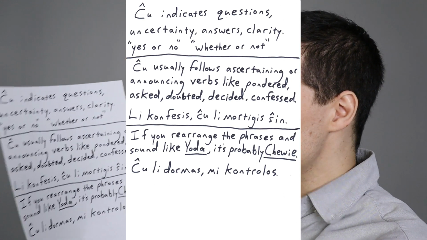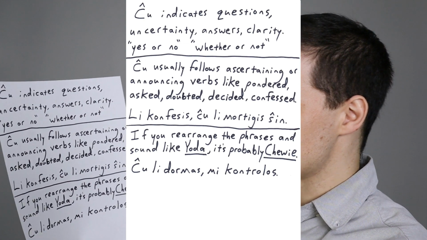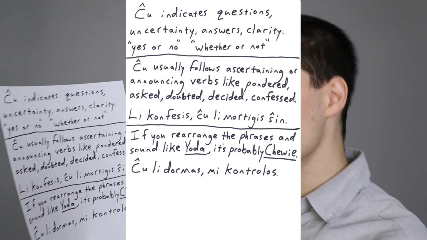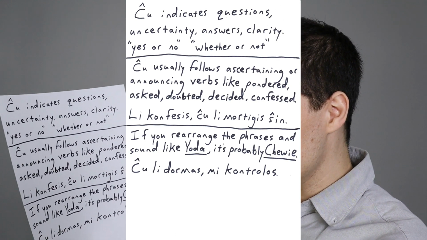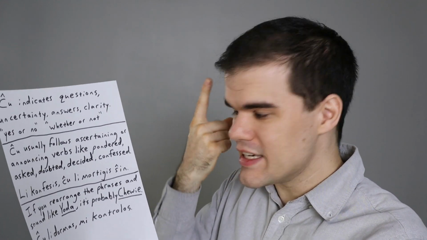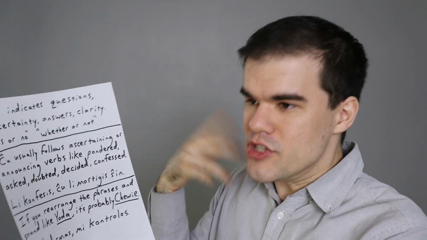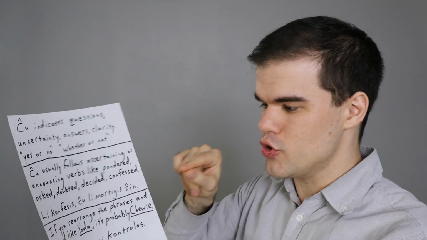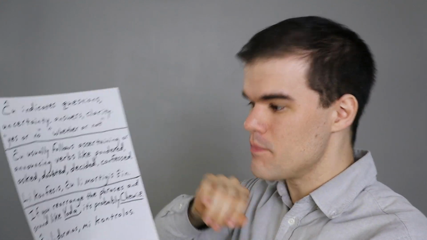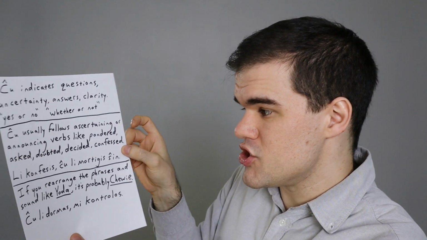Chu usually follows ascertaining or announcing verbs like pondered, asked, doubted, decided, confessed. Li konfesis chu li mortigis shin. He confessed whether or not he killed her. You could say, oh, he confessed if he killed her or not. In English, you could say that, but you don't say that here. You say chu. Never would you have se in there. Li konfesis chu li mortigis shin.